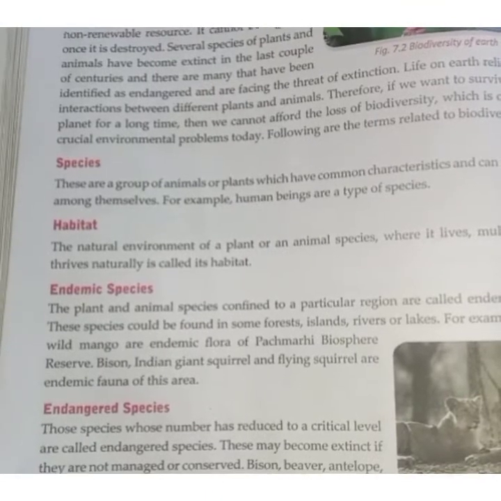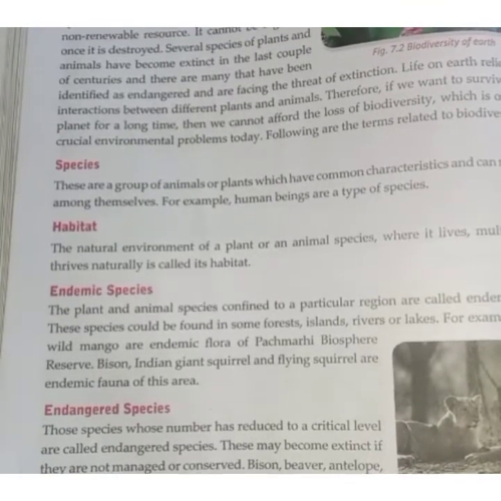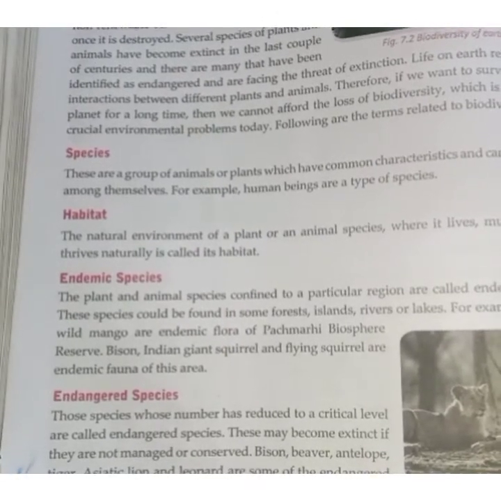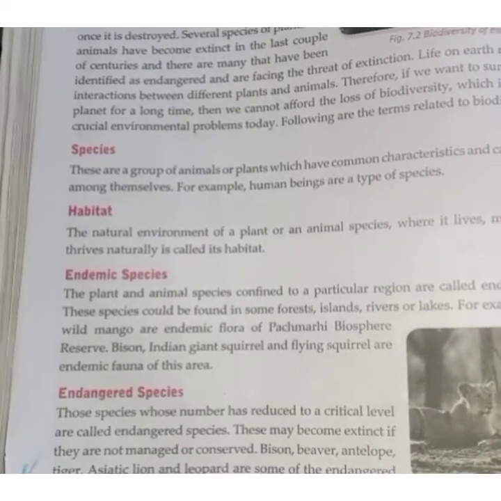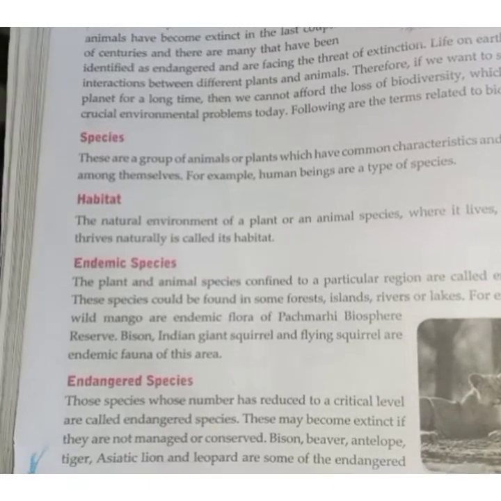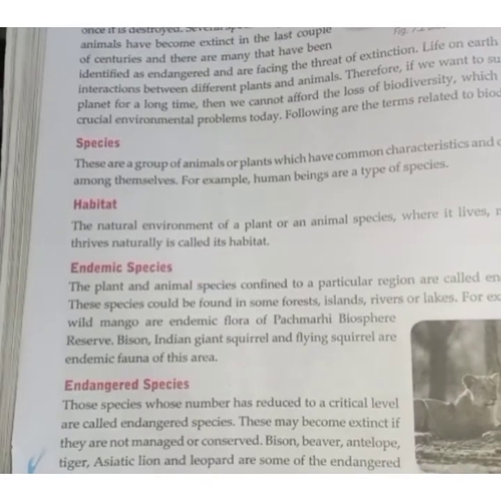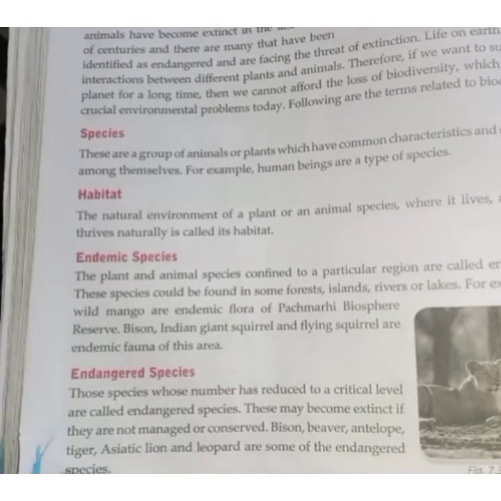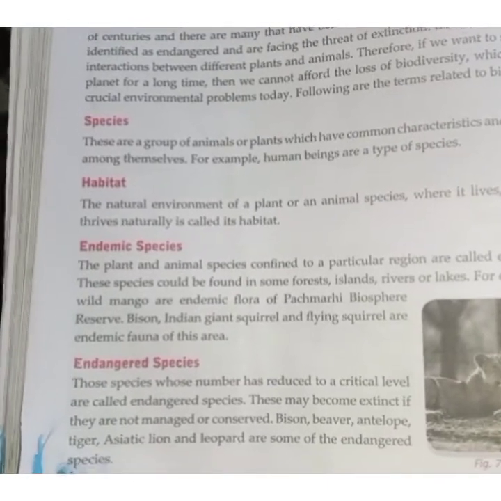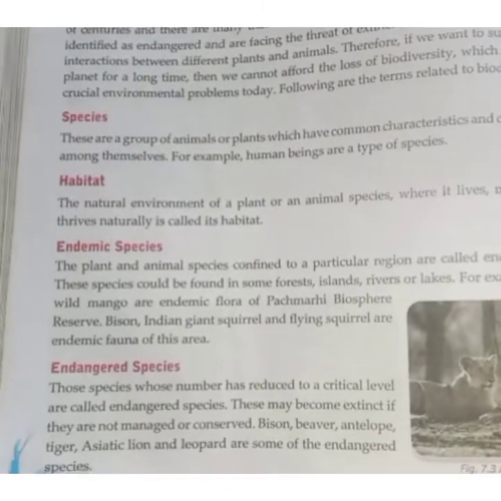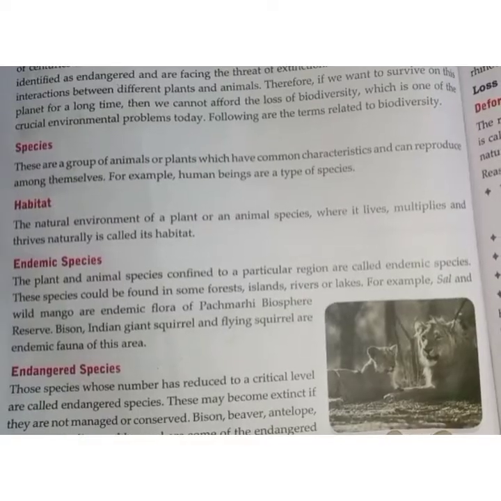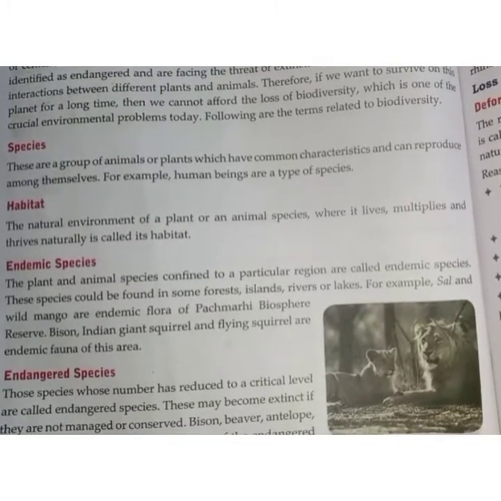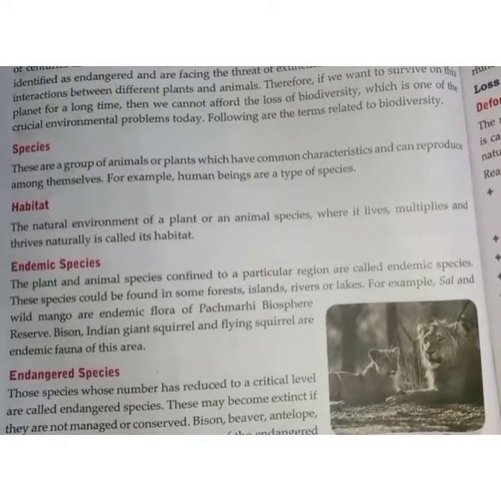Then, endemic species: the plant and animal species confined to a particular region are called endemic species. These species could be found in some forests, islands, rivers, or lakes. For example, sal and wild mango are endemic flora of Pachmarhi Biosphere Reserve. Bison, Indian giant squirrel, and flying squirrel are endemic fauna of this area. Now here again you write one note: what is flora and what is fauna, with examples.